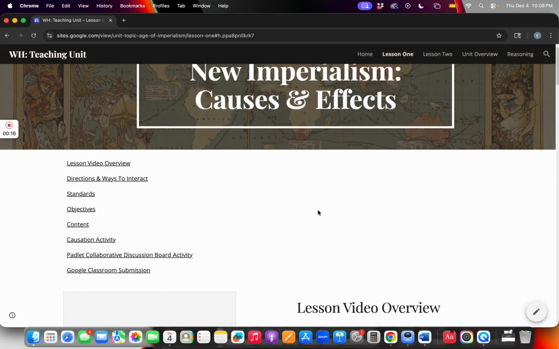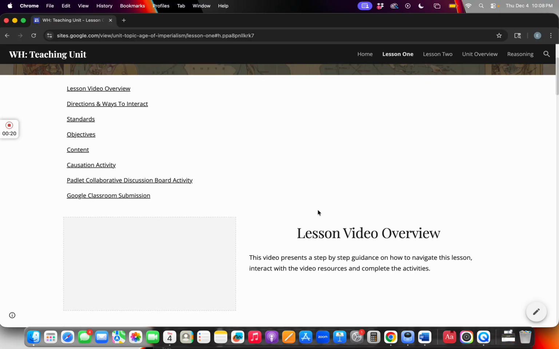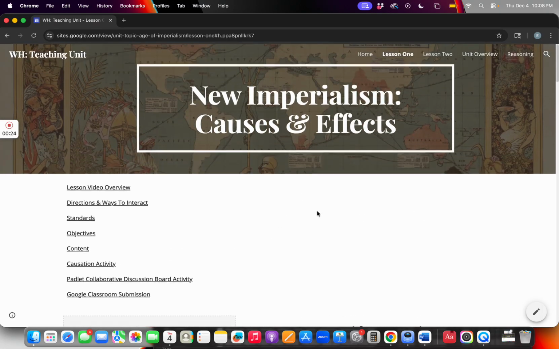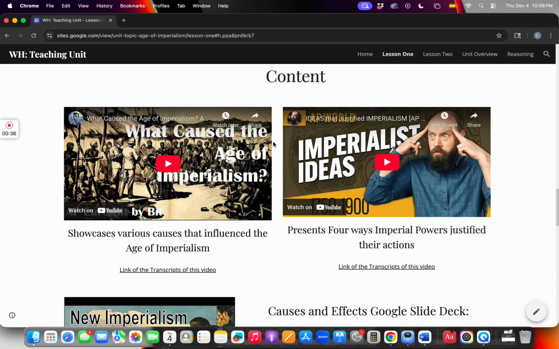Before we begin, I want to remind everyone that you can navigate this site by scrolling down or by utilizing the table of contents which I have highlighted here. For example, you can click on content and it will take you to that section.